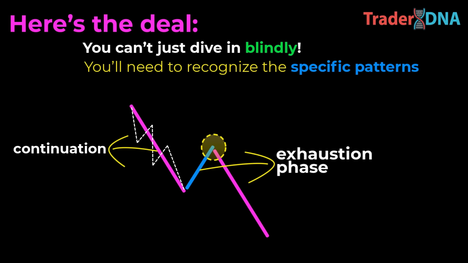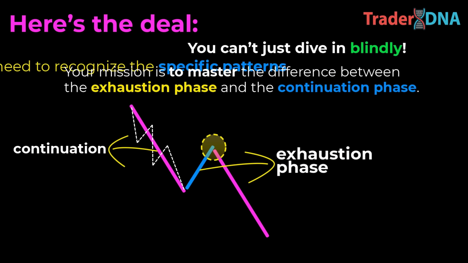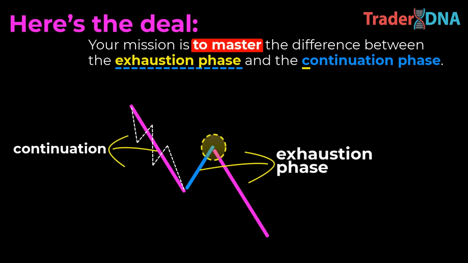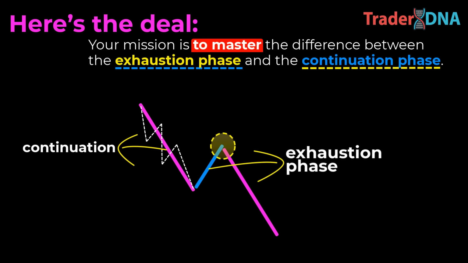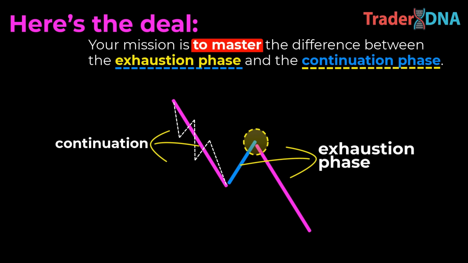So, to wrap it up, your mission is to master the difference between the exhaustion phase and the continuation phase. Once you understand how to spot these phases and the patterns that come with them, you'll have everything you need to time your trades like a pro. Whether the market's trending up or down, you'll know exactly what to do and when to do it.